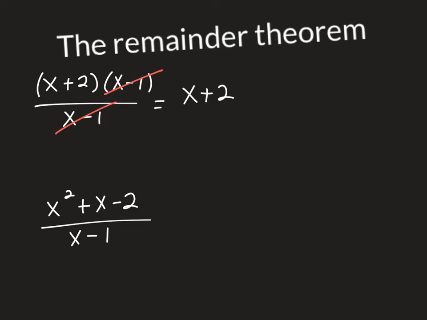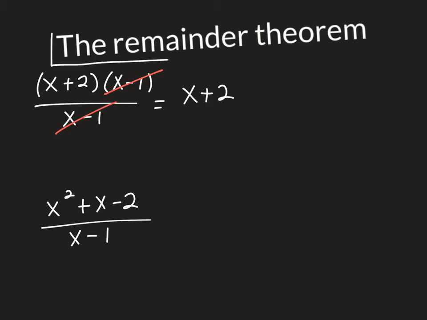Now let's take a look at the top versus the bottom. When I look at x plus 2 times x minus 1, if I were to multiply that out, I would just get x squared plus x minus 2. So this top and bottom example are exactly the same. This is just multiplied out. So I know that it should divide evenly, and I should get a remainder of 0.